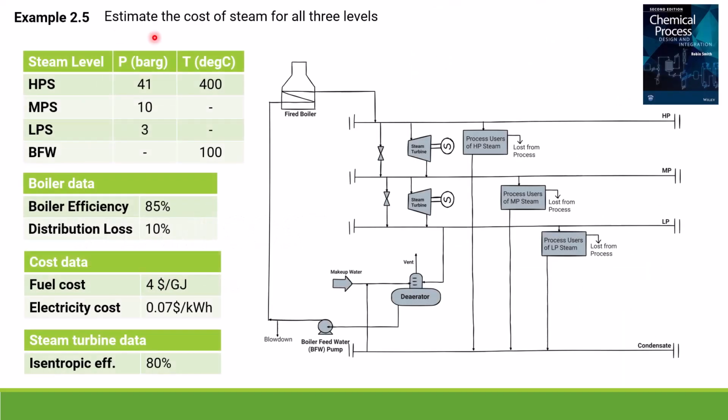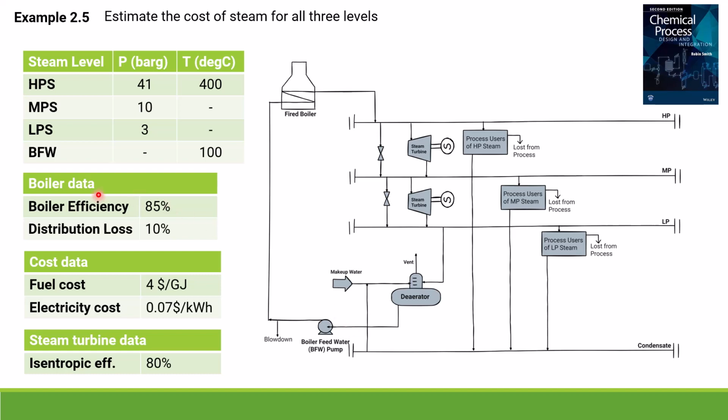For this example, we need to estimate the cost of steam for all three levels. In this steam generation plant, we have three different levels of steam: high pressure, medium pressure, and low pressure steam. The pressure levels are known to us. The boiler feed water condition is also given to us. It is 100 degrees centigrade. Out of the deaerator, the boiler feed water typically comes out at saturated liquid condition, and the temperature is 100 degrees centigrade. So we can back calculate the enthalpy associated with this boiler feed water in our calculation.